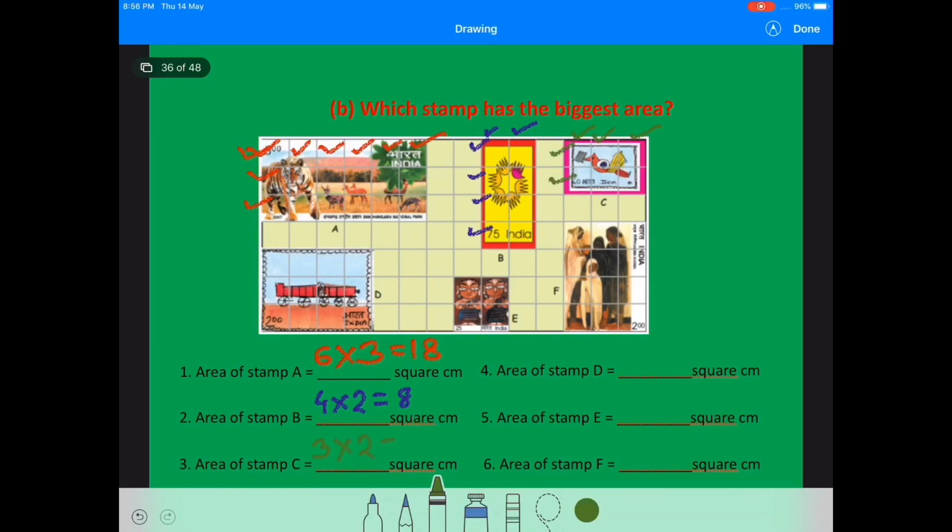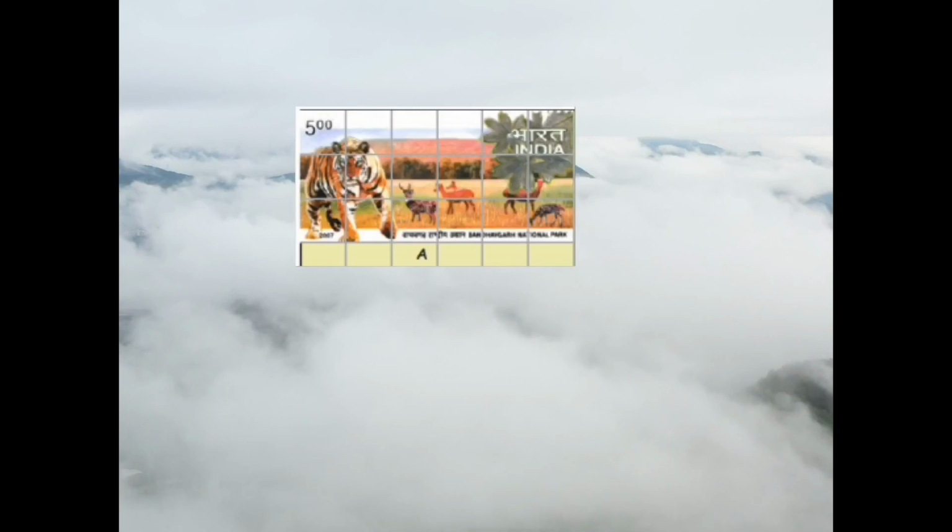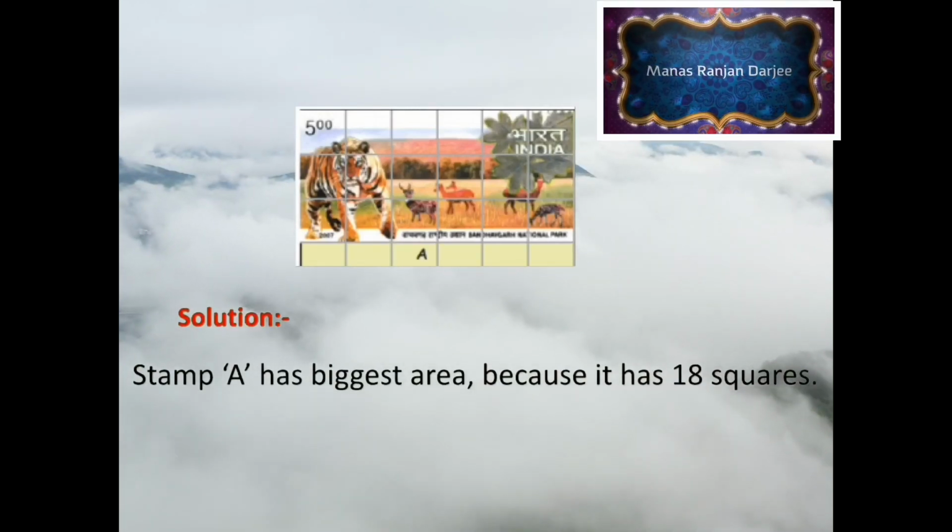Then C: 3 into 2 is equal to 6. Then D: 4 into 3 is equal to 12 square centimeter. Then E: 2 into 2 is equal to 4 square centimeter. F: 4 into 3 is equal to 12 square centimeter. Hence, stamp A has the biggest area because it has 18 squares.